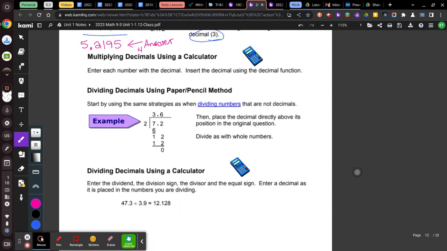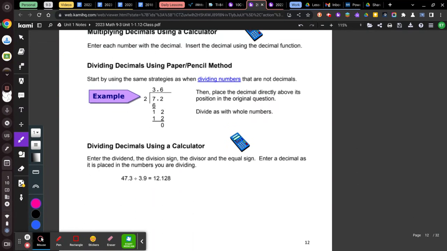Let's take a look at dividing. Dividing is going to be very similar. Pencil and paper method, we don't need to focus on very much. Dividing is the one we need to focus on. So when we're dividing, we're going to do the exact same thing. We're going to use the calculator though. So if I use the calculator and I go 3.6 and I divide by 2, everybody use your calculators. You're going to get 1.8.